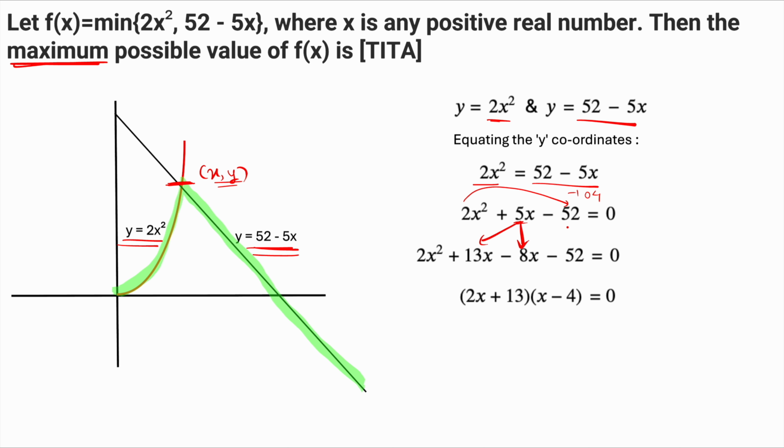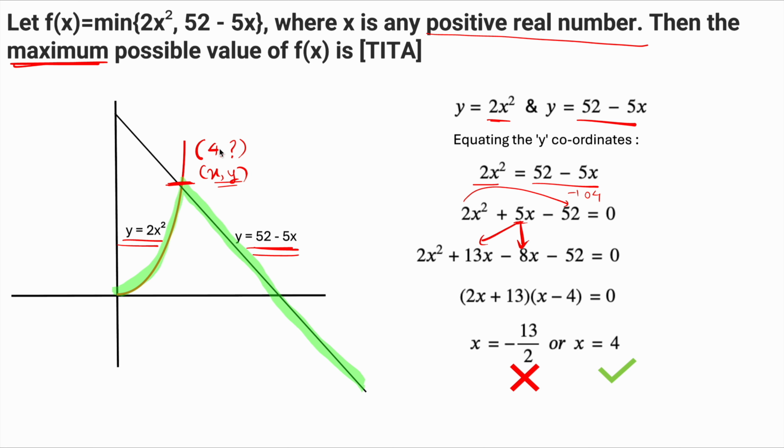This simplifies to 2x plus 13 into x minus 4 is 0, or x is minus 13 by 2 or x is equal to 4. But minus 13 by 2 is minus 6.5, a negative number. The question says x is a positive real number in this case. So we ignore minus 13 by 2 and we only want one value of x here, that is x is equal to 4. We have very simply found out the x coordinate of the point of intersection of these two graphs. Now we want to find out the y coordinate.